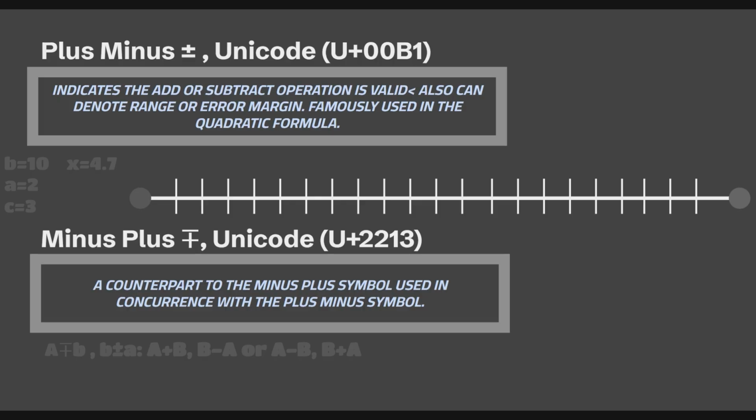The plus-minus symbol indicates an equation can be true when either plus or minus is the correct operation. It can also denote a range in the number line or an error margin, where the inaccuracy is measured through absolute or relative error. A counterpart to the plus-minus symbol is the minus-plus symbol, which is used in conjunction with the plus-minus symbol.